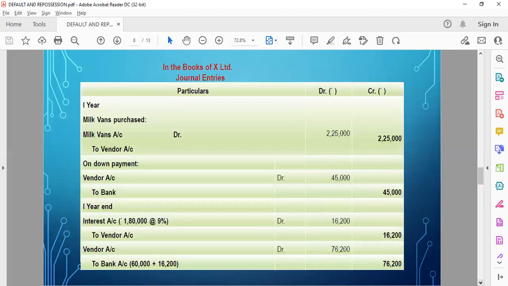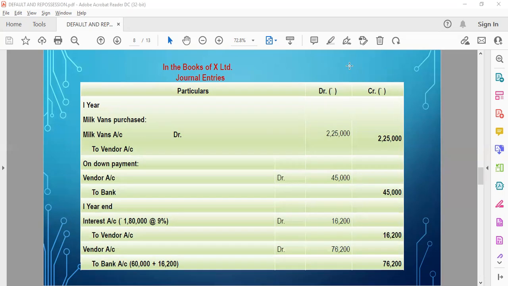In the books of X Limited, first we can see the journal entry. You should put 3 columns: particulars column, debit column and credit column. First we can see what happened in the company in the first year.